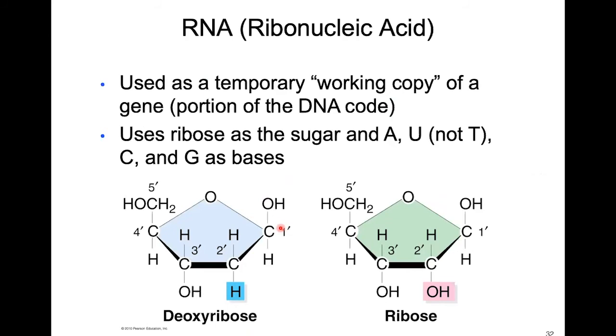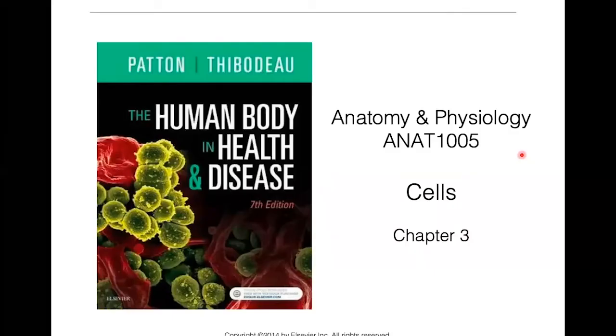Okay, and with the RNA, your ribonucleic acids, RNA is a temporary working copy of a specific portion of your DNA, and that is utilized to be able to make a specific protein. And so with RNA, big difference, you have a uracil nitrogenous base instead of thymine, and a ribose sugar instead of a deoxyribose sugar.